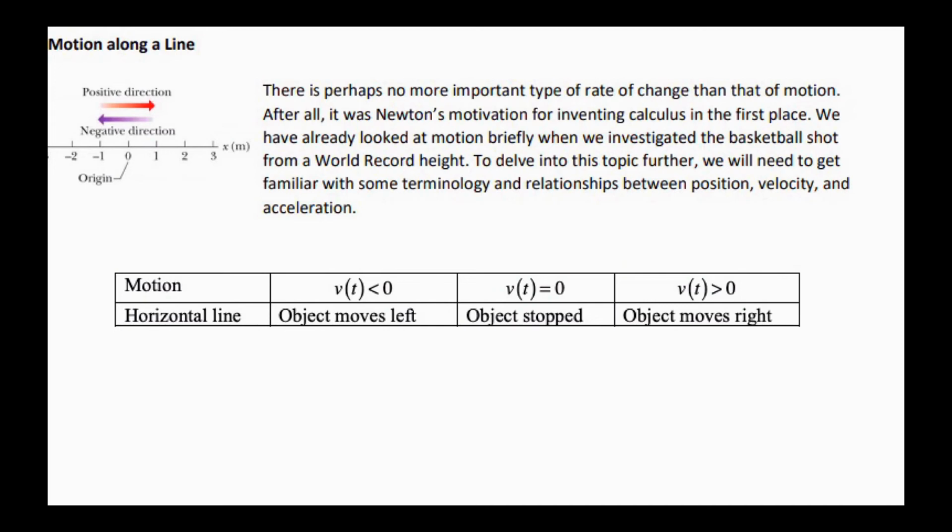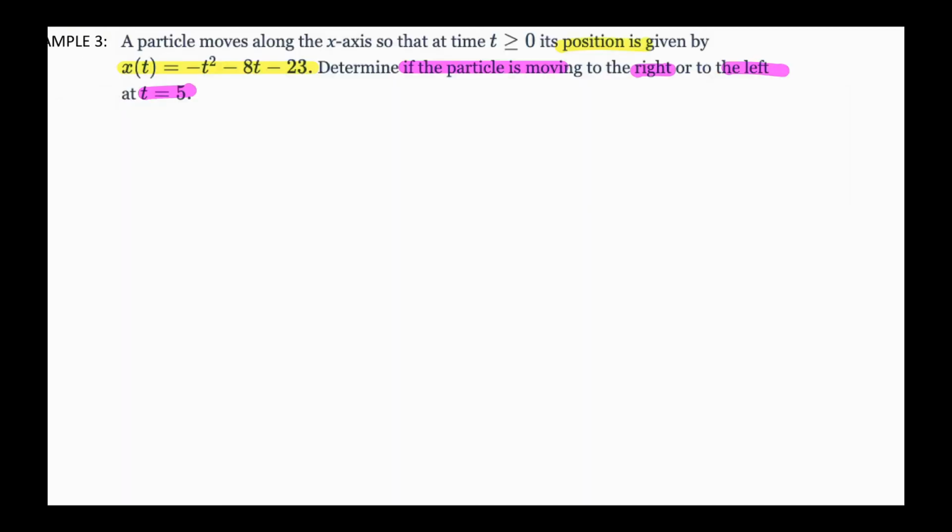We need to check, at 5, is velocity going to give us a positive number or a negative number? We've done this before. It's called the first derivative test, right? So we've got to find velocity first. Let's find the velocity, find the derivative.